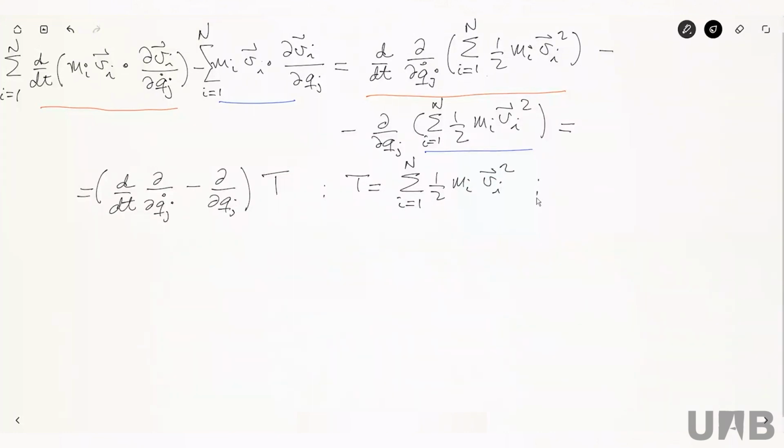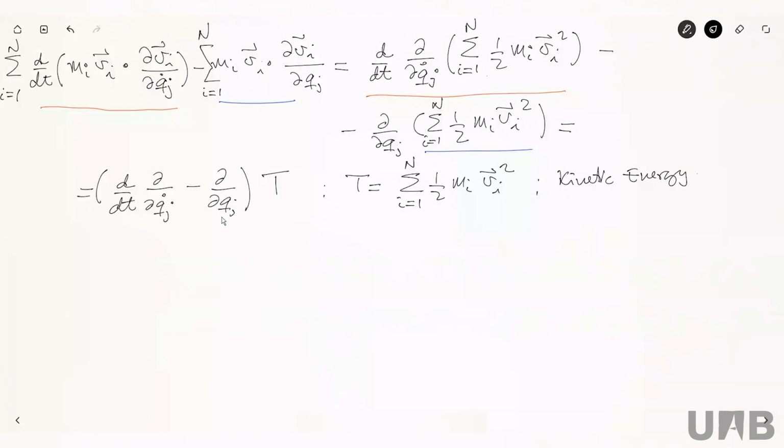So in other words, who is T? Who is this quantity T? The kinetic energy. Exactly, it's the kinetic energy. So you see, the right-hand side of D'Alembert's principle, when written in terms of the generalized coordinates, is a differential operator acting on the kinetic energy.